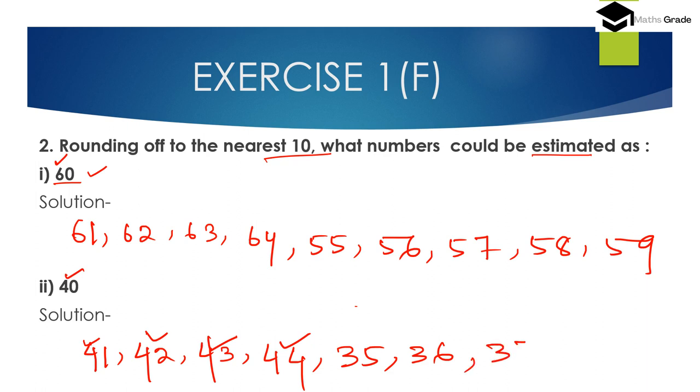And 37 rounded to the nearest 10 will be 40 because 7 is more than 5. And 38 because 8 is more than 5. And 39 because 9 is more than 5. So we have to add 1 to this 3. 3 plus 1 is 4 and this 9 changes to 0. So the numbers are 41, 42, 43, 44, and 35, 36, 37, 38, 39. These are the numbers rounded to the nearest 10. We get 40.